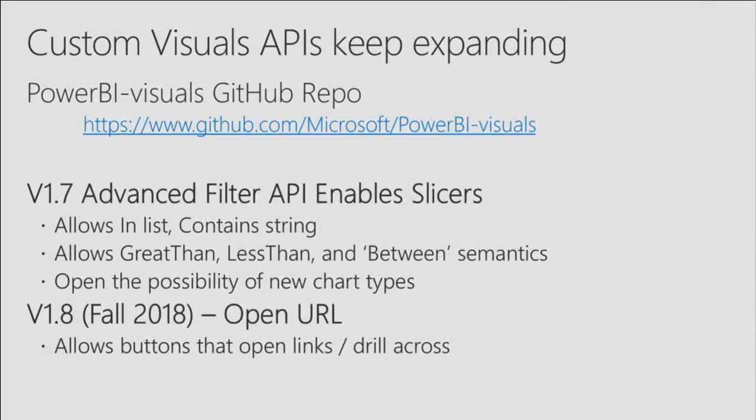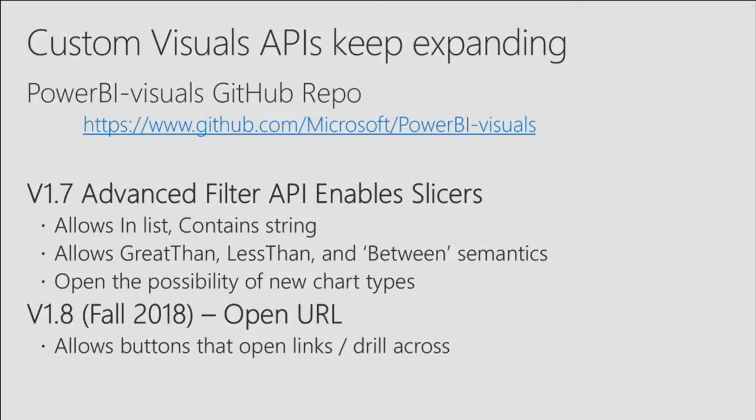Okay? So a couple of things. We've been on a roll with the Custom Visuals SDK. We've been adding more and more to our open source GitHub repo. The latest version has added support for slicers, which is critical, right? So slicers allow you to filter reports, have those selections persisted. So you can now do an in-list, contains, which are sort of string operations, as well as greater than and less than slicers that provide between semantics.